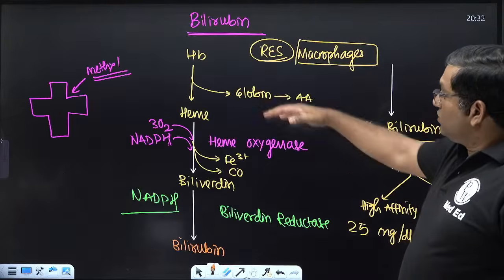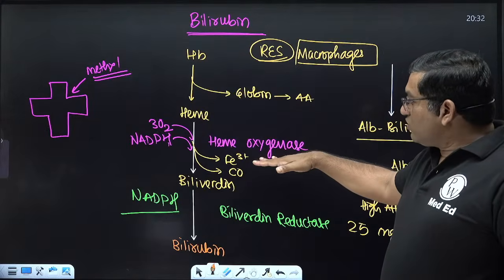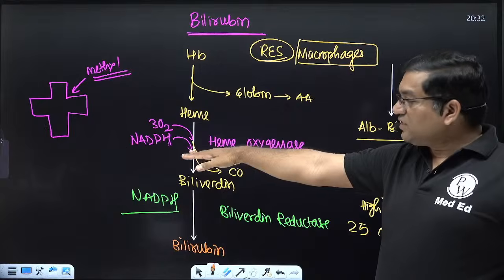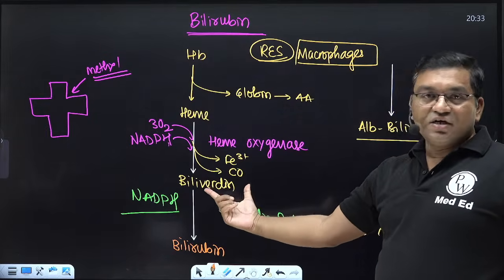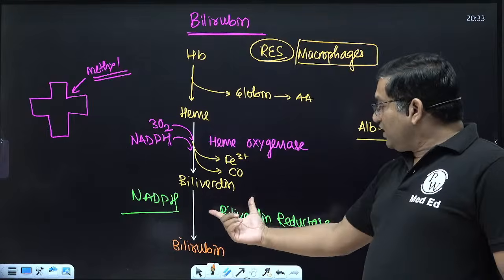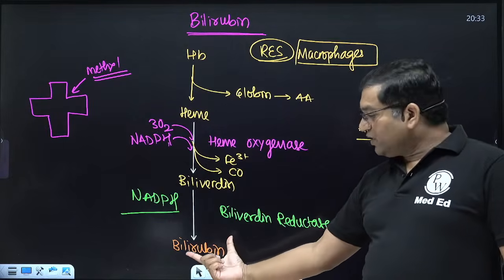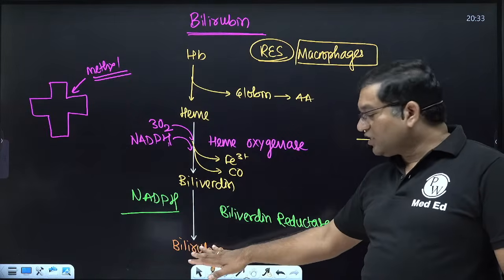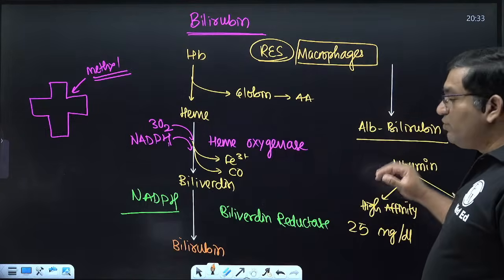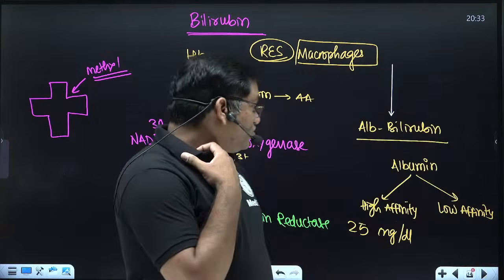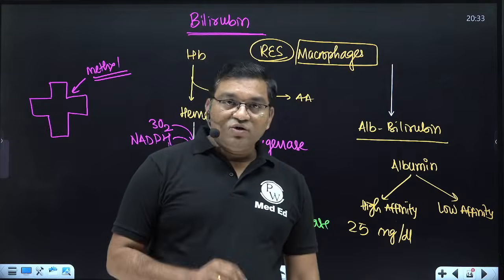See, heme, by the action of heme oxygenase, with O2 and NADPH required, has its ring cleaved. Heme is converted into biliverdin, which is a green colored compound. Biliverdin, by biliverdin reductase, is converted into bilirubin, which is a yellow orange colored compound. It is unconjugated bilirubin. This travels in the blood as the albumin bilirubin complex. So albumin has two sites, high affinity and low affinity binding sites.